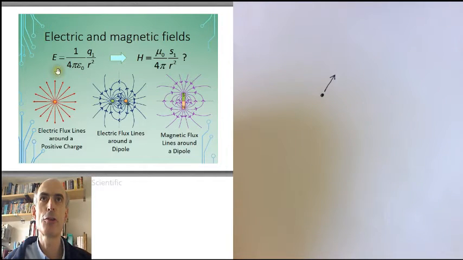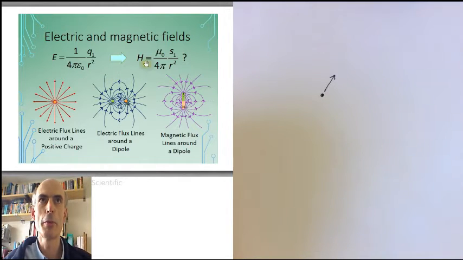The electric field strength is given by this formula here. This would be the electric field due to a charge Q1, a distance r away from that charge. 4 pi and epsilon naught are constants. Note that this would only apply in free space.